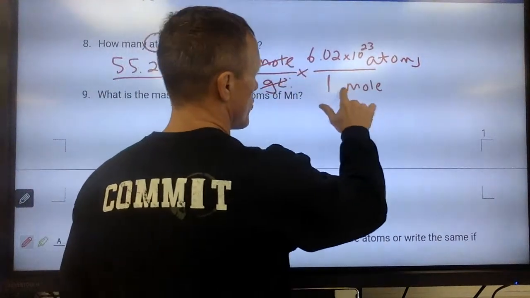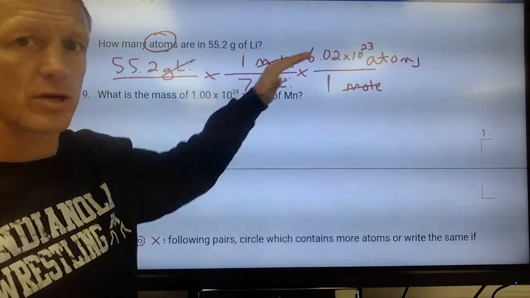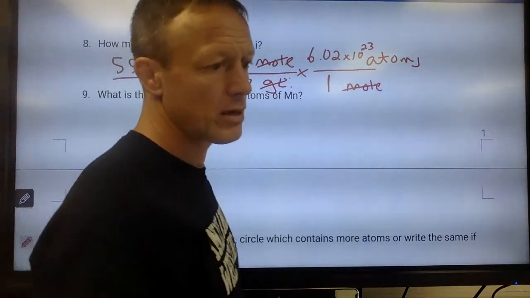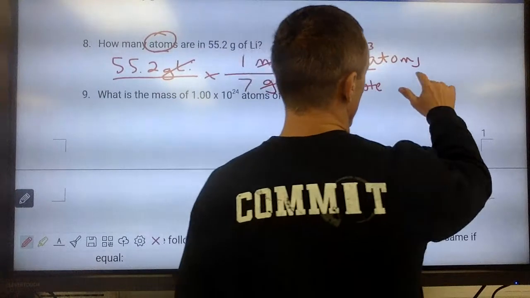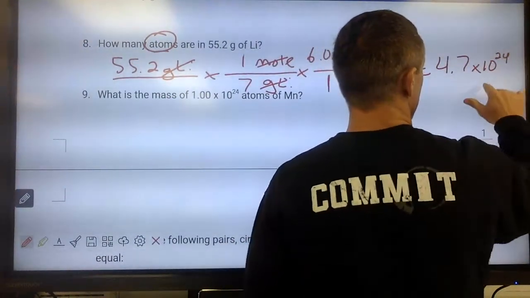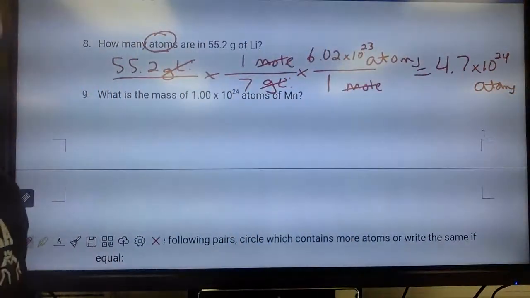So this is a two-step conversion. Notice the word mole and mole cancels. So I'm taking 55.2 times Avogadro's number divided by 7. And you get about 4.7 times 10 to the 24th. Whenever it is atoms, it's going to be a big number. 4.7 times 10 to the 24th atoms.